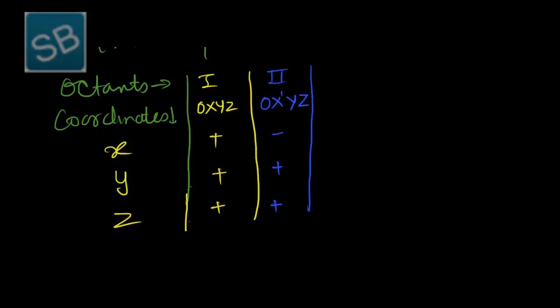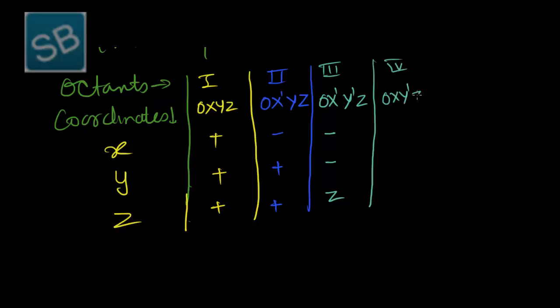Now the third octant will be OX'Y'Z, that is in continuity. So negative X, negative Y and positive Z. If we are talking about the fourth octant, it will become OXY'Z, that is positive X, negative Y, positive Z.